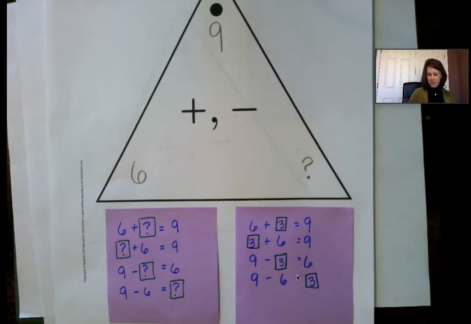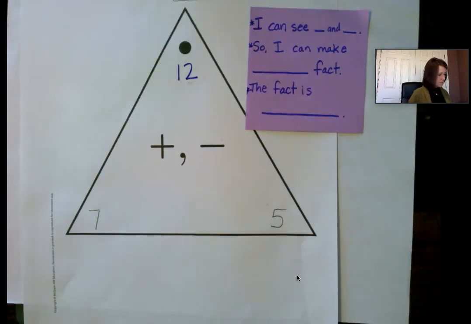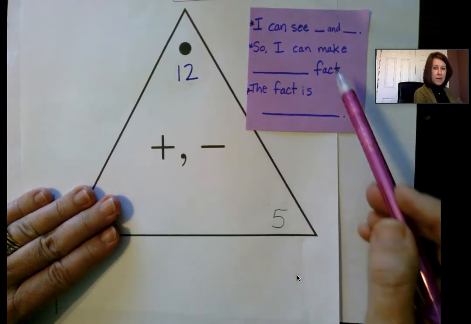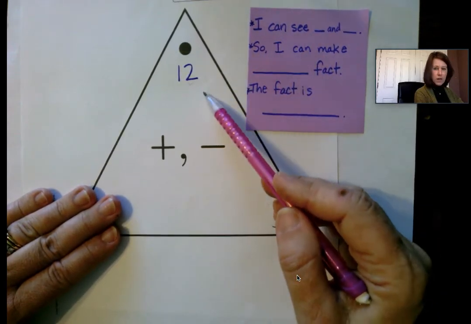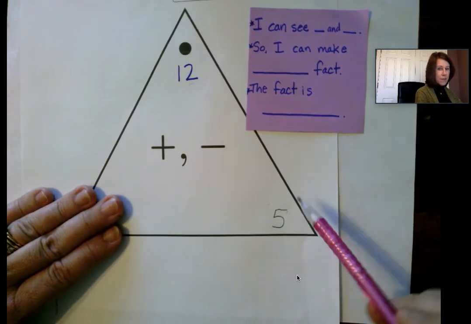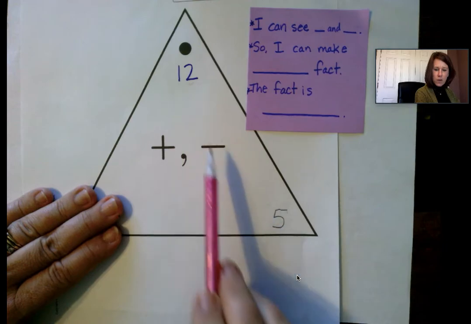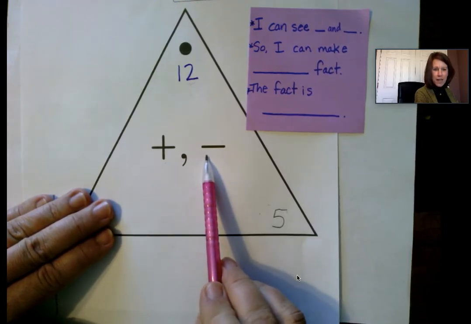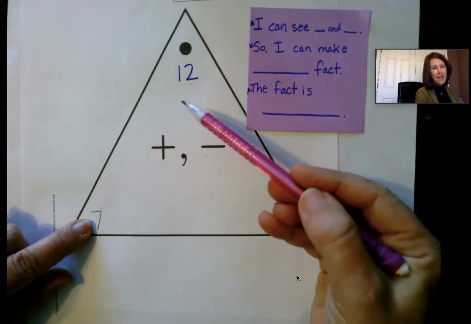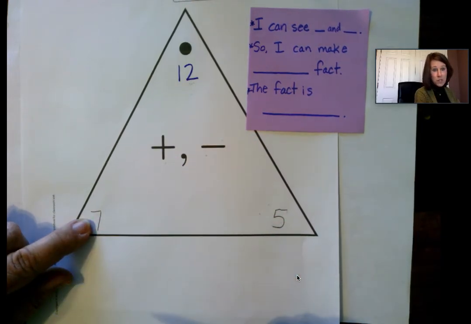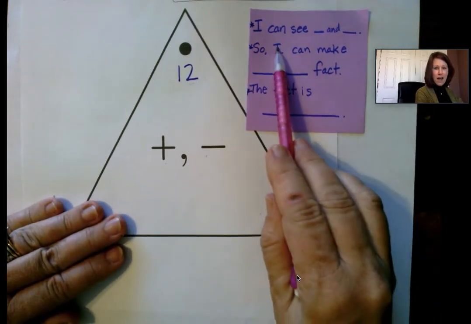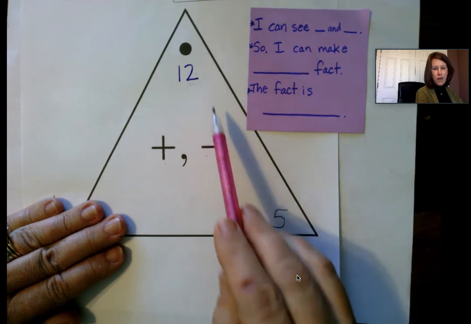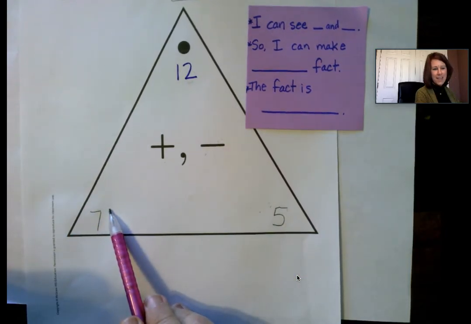Let's practice that together. If I cover this, it becomes that question mark. Think of it maybe with these sentence starters. I can see, what two numbers do you see? 12 and 5. So I can make an addition or a subtraction fact. If you see 12 and 5 and you want to go to a lower number than that 12, would you subtract or add? Subtract, because 7 is smaller than 12. And when we subtract, we end up on a smaller or less number. Yes, I can see 12 and 5, so I can make a subtraction fact. The fact is 12 minus 5 equals 7.